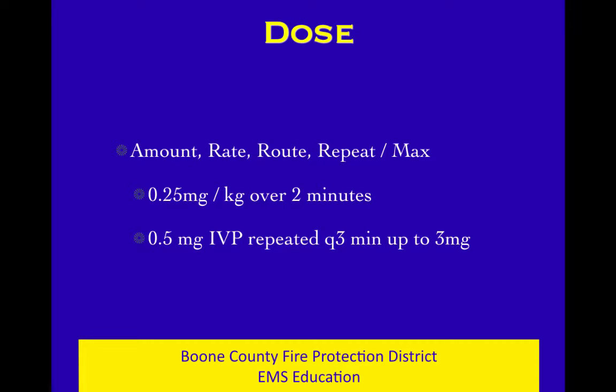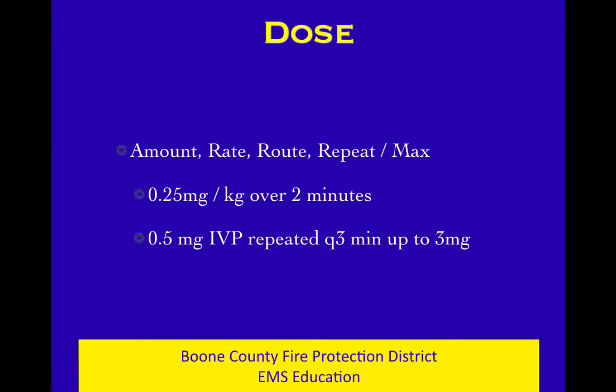Okay, when we talk about dose, we're going to talk about the amount that you give, the rate at which you give that, the route that you give it through, and then when you can repeat it. So again, as you look at your med cards, you're going to see indication, contraindication, action, side effects, and then there's dosing information. Now that first one, 0.25 milligrams per kilogram over 2 minutes, that is the dosing information for cardizem, for diltiazem.